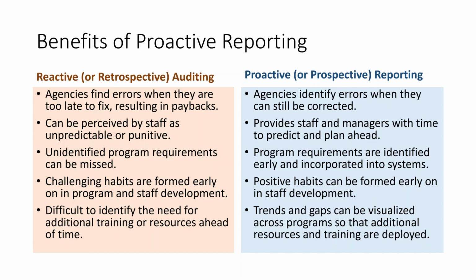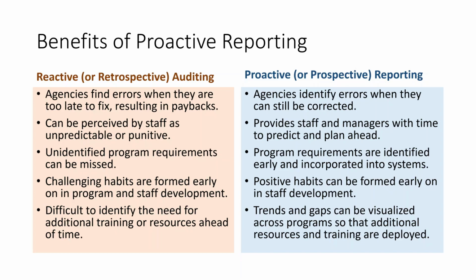And that often leads to things like paybacks, because those errors have already happened and services have been billed for, and so things where errors need to get repaid back to the payers. And so a proactive or prospective reporting process allows you to identify errors while they can still be corrected. And so a lot of agencies are moving to that approach where they try to get out ahead of things that are coming due, try to get things taken care of before a service has happened and has been billed for that they are going to need to repay.